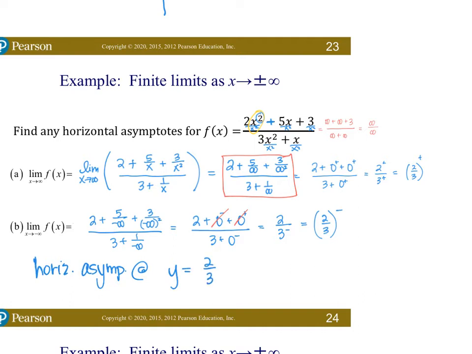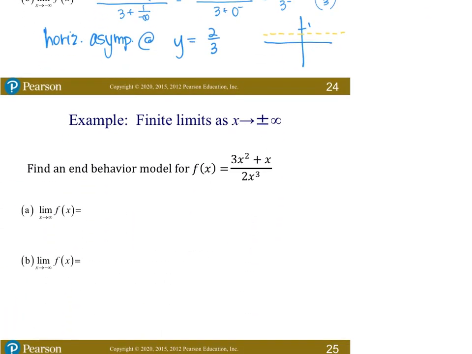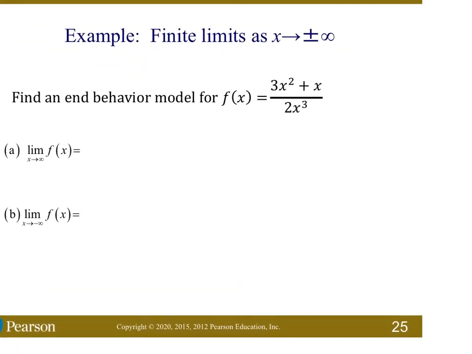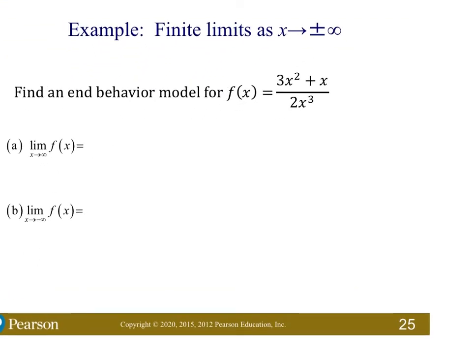So if you would draw this or look at a graph, you would see, if that was the number 1, a horizontal asymptote scooting across at 2/3. That would be a boundary line for this equation. Finding an end behavior model, that language is the same as finding a horizontal asymptote. AKA, also known as horizontal asymptote.